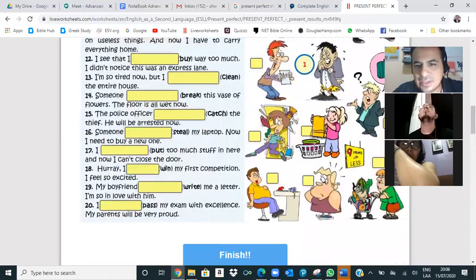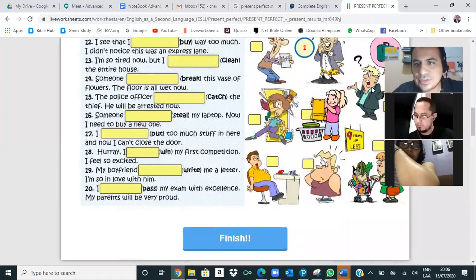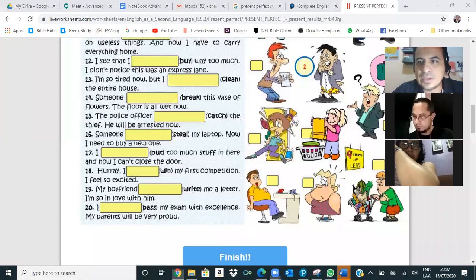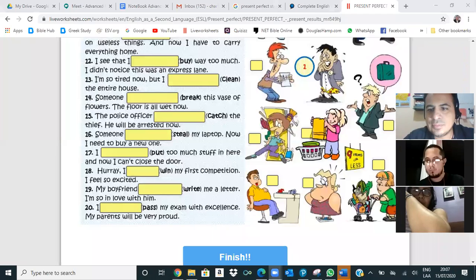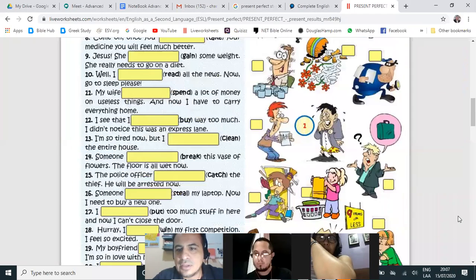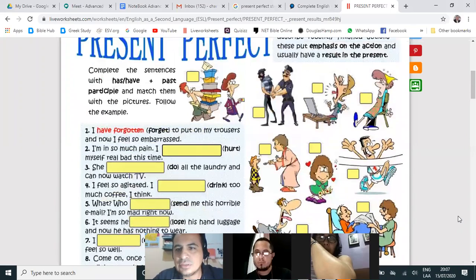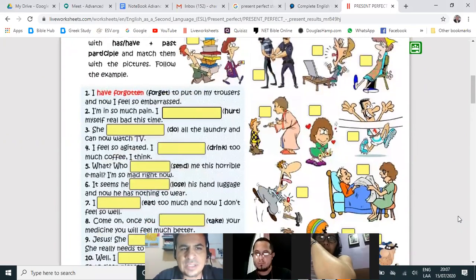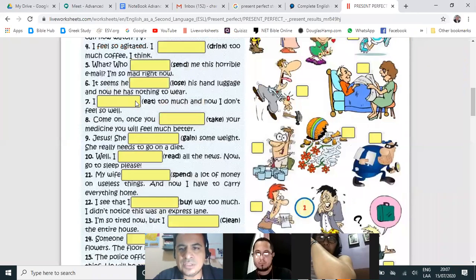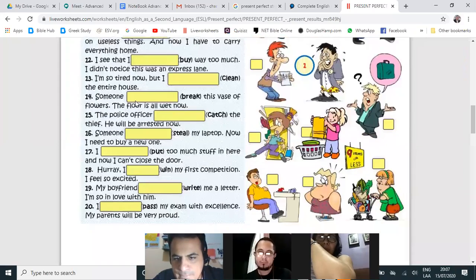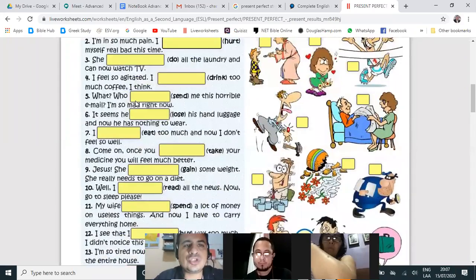¿Dónde está? Picture, picture. Let me see. Tengo que quitar yo esto para poder verlo. Okay. I have forgotten to put on my trousers. ¿Será que la una no está? Porque ya la pusieron ahí. Yo creo que no está porque ya la pusieron ahí. Yeah. I think it's not there. Okay, let's do number two.